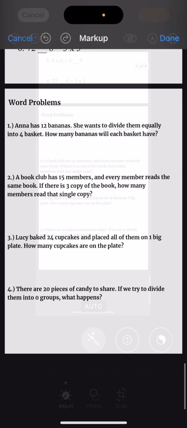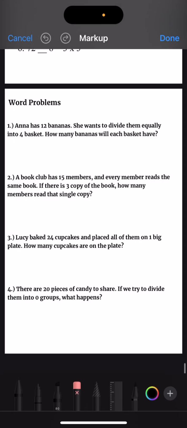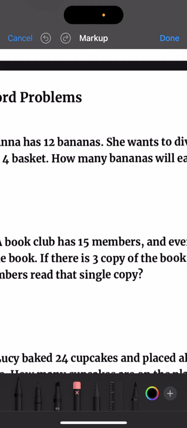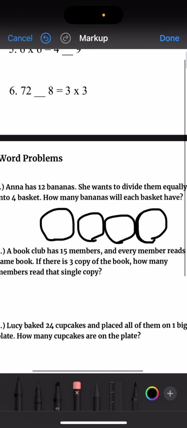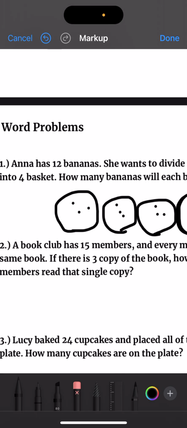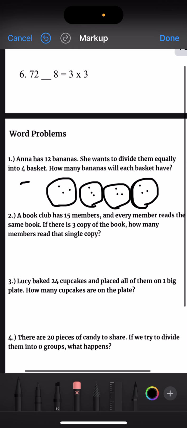Word problems. Anna has 12 bananas. She wants to divide them equally into 4 baskets. How many bananas will each basket have? So 12 bananas, 4 baskets. Equally. 1, 2, 3, 4, 5, 6, 7, 8, 9, 10, 11, and 12. Each basket has 3 bananas.